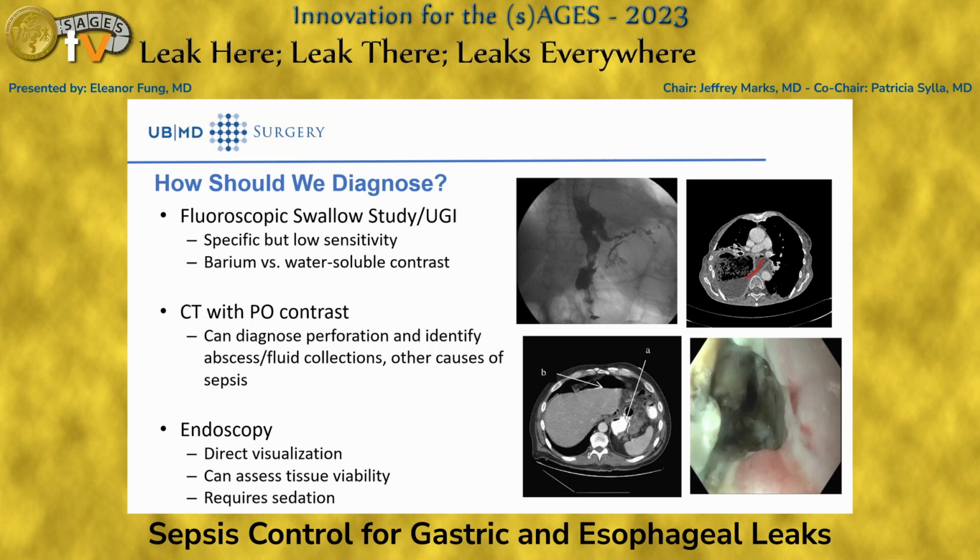So sometimes getting a CT scan with PO contrast is an easier modality to obtain. In addition to the CT, you can also identify any other intra-abdominal abscesses, not just in the upper GI tract, but sometimes other abscesses in the abdomen or in the chest, and other sources of sepsis as well. In terms of endoscopy, it has the benefit that the upper GI tract is easily accessible to us.